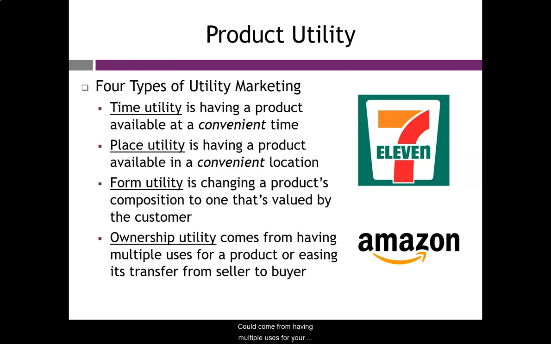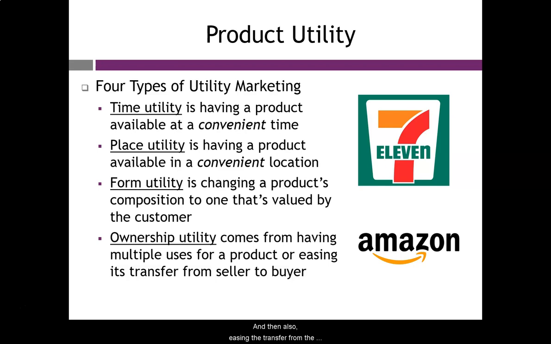Ownership utility could come from having multiple uses for your product. So it has more use, it has more benefits. Think of something like honey. You can put honey on pancakes. You can use it as a spread. Some people use it as a sweetener. Some people use it as kind of a cough syrup. Multiple uses, multiple ownership utility.